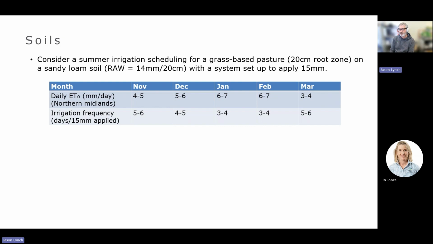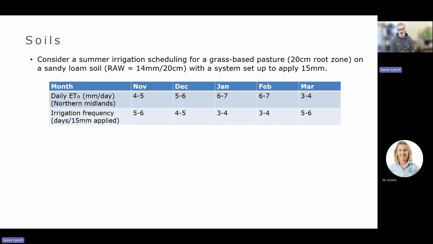We can calculate the irrigation frequency using a pretty simple calculation. Looking at this table here, we've got the month: November, December, January, February, and March. The top row is the daily evapotranspiration rate. Evapotranspiration rate refers to the moisture lost to the atmosphere through normal evaporation, but also the moisture that moves through the plant and is effectively released through the leaf area. So it's combined, what's used by the plant and what gets lost to evaporation.